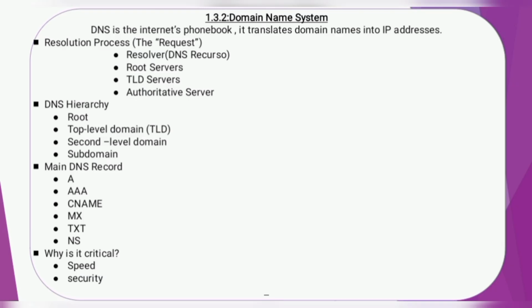Domain Name System. The Domain Name System is the internet phone book. It translates domain names into IP addresses. Without it, you would need to memorize strings like 142.250.190.78 instead of www.google.com, making the web usable for humans.